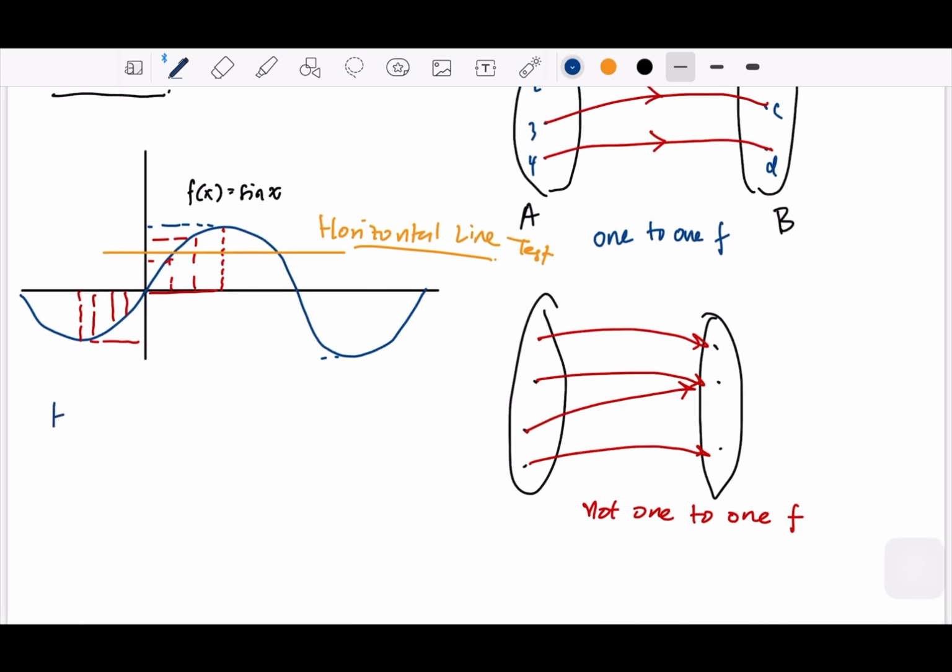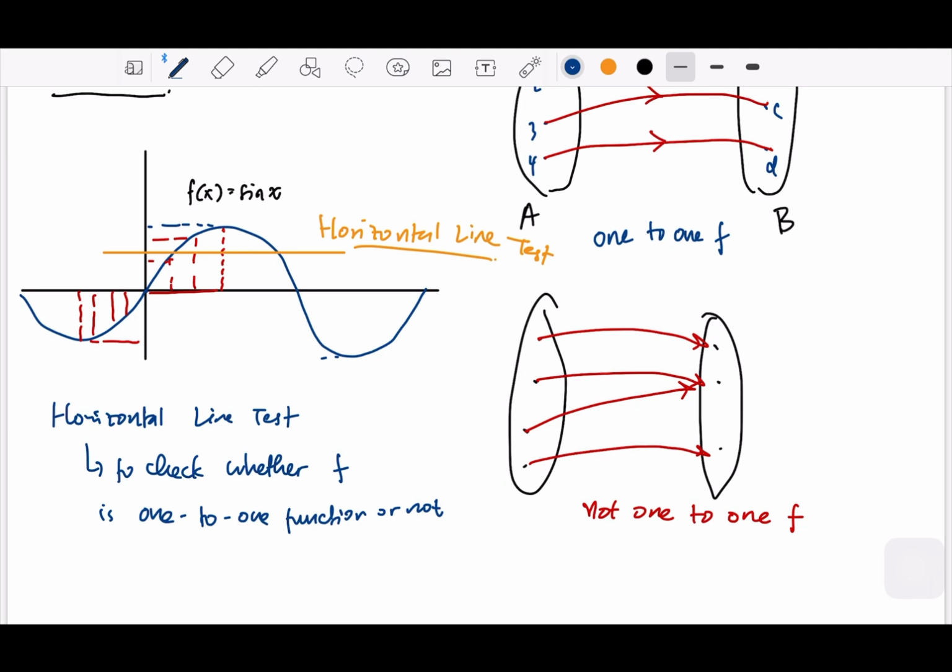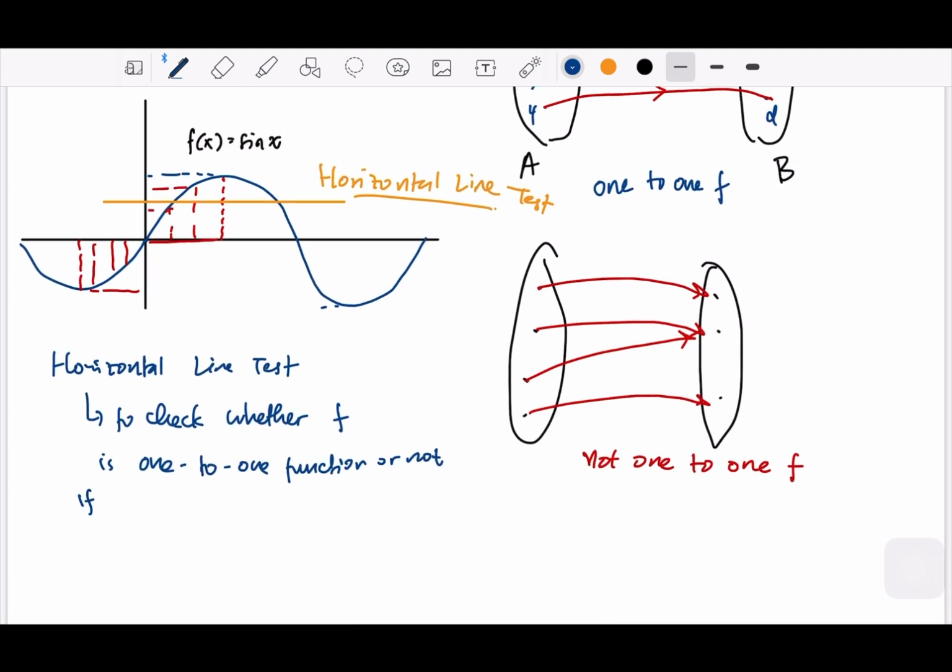So this is the horizontal line, to check whether a function is a one-to-one function or not. If the line crosses more than once, which means it's not a one-to-one function. Okay, I think I will stop here.